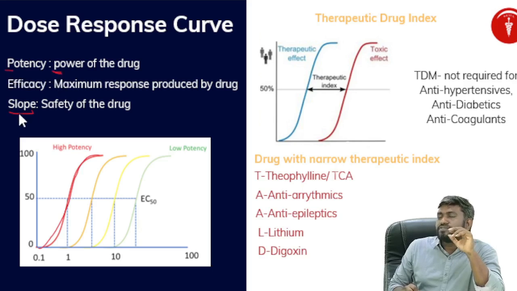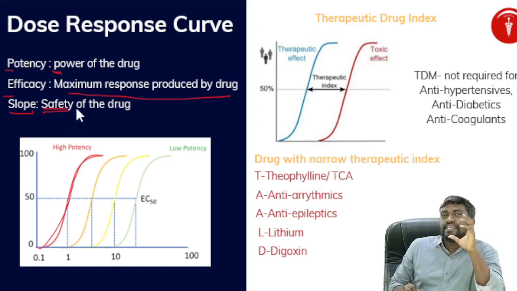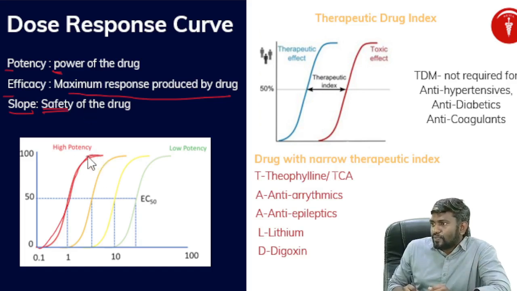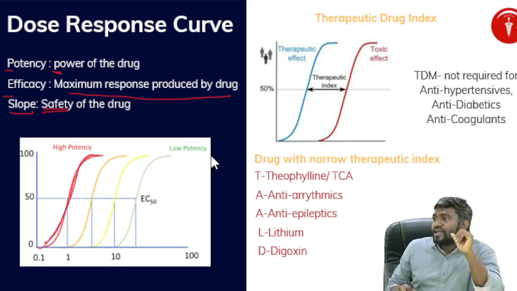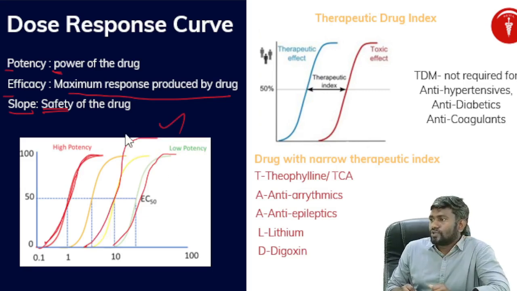P for power of the drug. Efficacy is the maximum response produced by the drug, and the slope is for the safety of the drugs. In simple form, remember, high potency is going to be something close to the curve, to the graph, and low potency is a little further away. Efficacy is when the graph is a little high, it may show us what? The maximum response produced by the drug. So this is going to have what? High efficacy, this is going to have high potency, and this is going to be low potency.